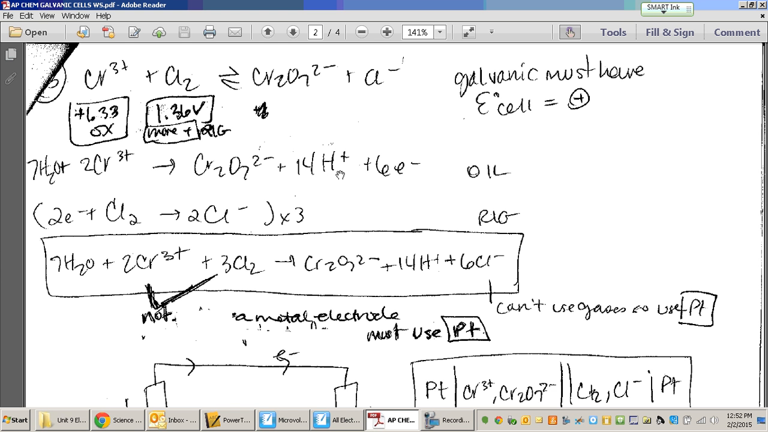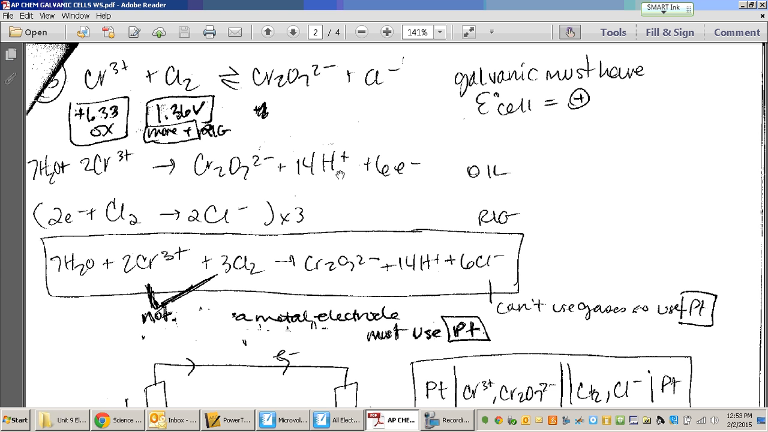Okay, no solids, which means that you have to use platinum when you're drawing your cells. Your balanced chemical equation: 7 waters plus 2 chromium 3+ plus 3 chlorine gases yields dichromate plus 14 H+ plus 6 chlorides.